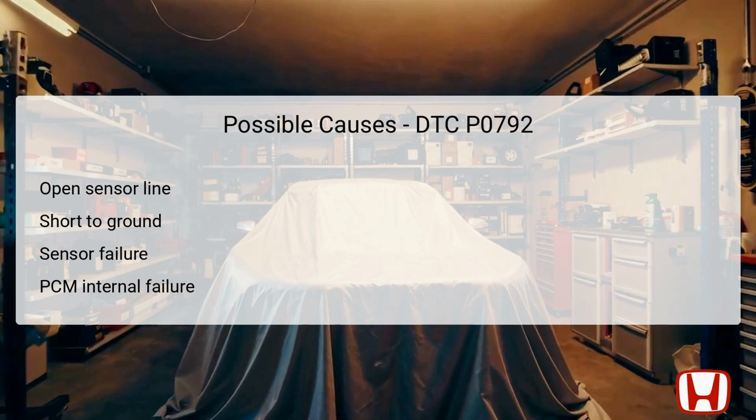Next, a short to ground in the wiring can create erratic signals or prevent them from reaching the PCM, erroneously indicating sensor failure. Furthermore, the sensor itself may simply fail, reducing its capacity to detect the speed correctly. Finally, internal failures within the PCM could also be responsible for misinterpreting or failing to process the sensor's data correctly. Each of these issues highlights the intricate nature of vehicle electronic systems and the importance of thorough diagnostics to pinpoint exact faults.